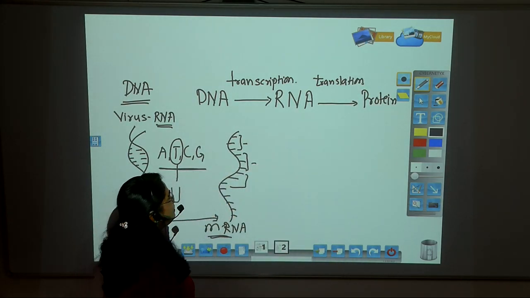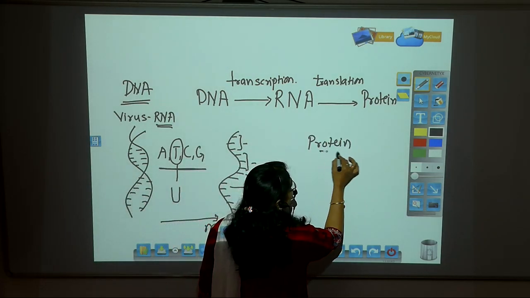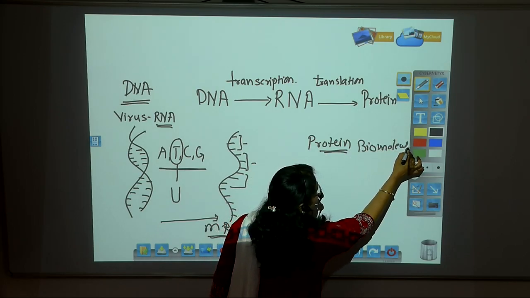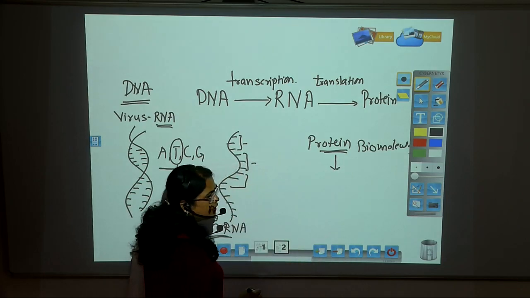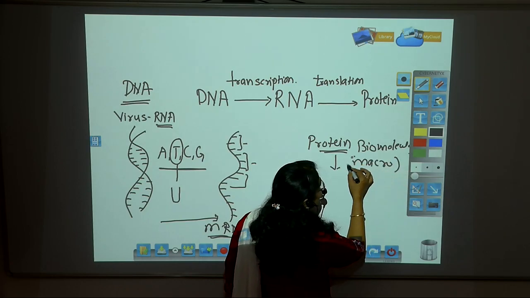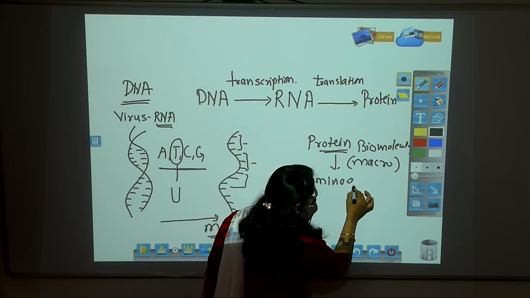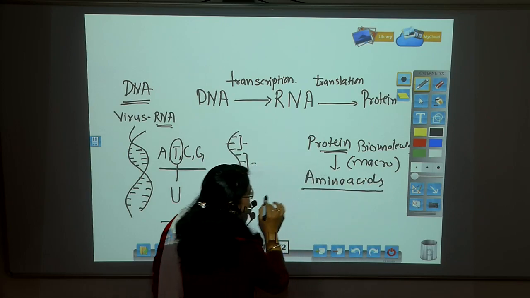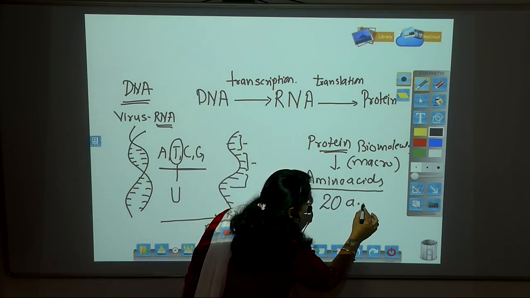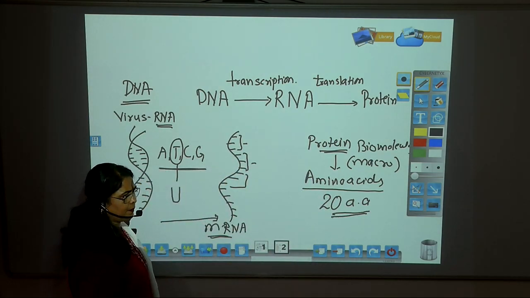Now we all know that proteins are biomolecules. What are they made up of? These biomolecules, which are also called macromolecules, are made up of amino acids. We know that there are 20 standard amino acids which make up all the proteins present in our body.